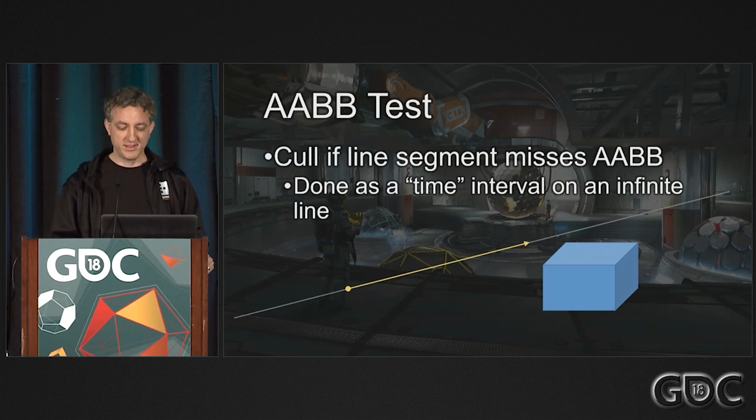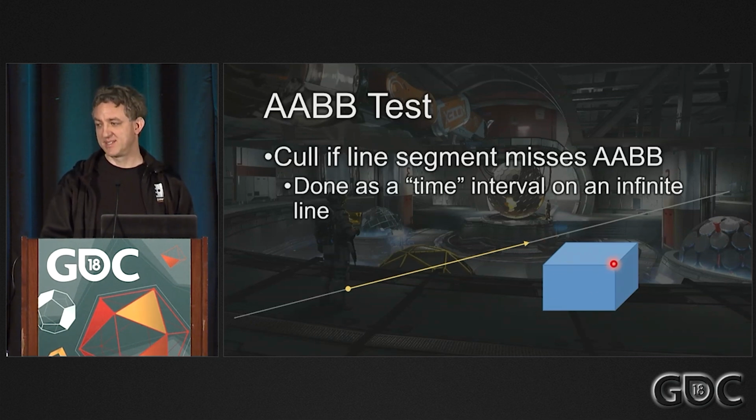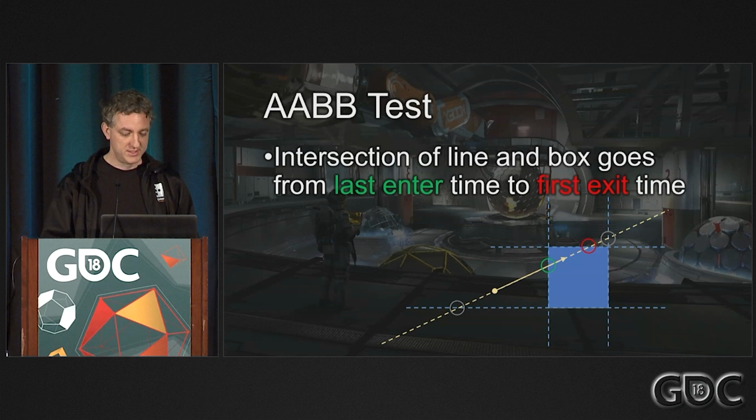So we cull, how do we test these AABBs? We cull if the line segment misses the AABB. So we test this infinite line, and then we only care about from the start time to the end time, and see if that infinite line intersects this box at all. And for volume traces, this is how we do rays. For volumes, we just increase the box size by however big the swept volume projects onto the coordinate axes. So how do we do this?